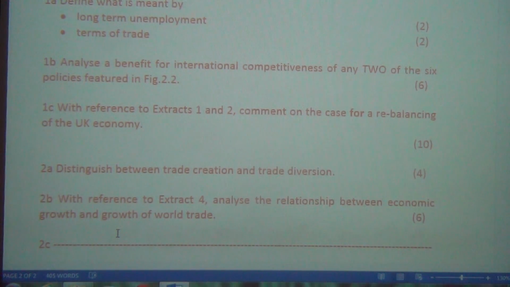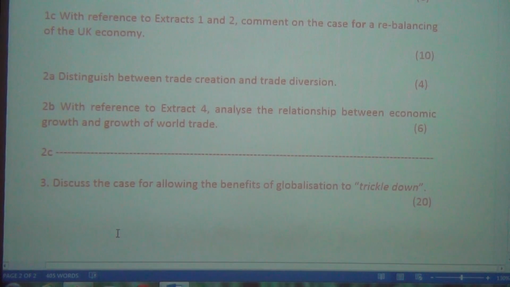Again, that's a 2-2 split. 2 for trade creation, 2 for trade diversion. If you're not sure what it is, check out my video and associated diagram that goes alongside of that. With reference to extract 4, analyse the relationship between economic growth and growth of world trade for 6 marks.